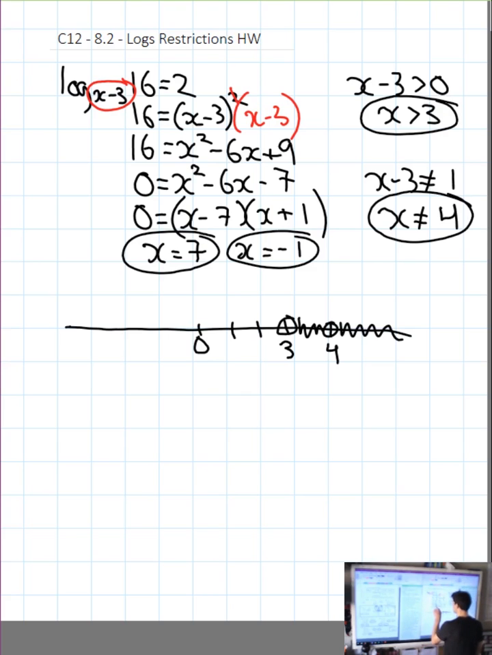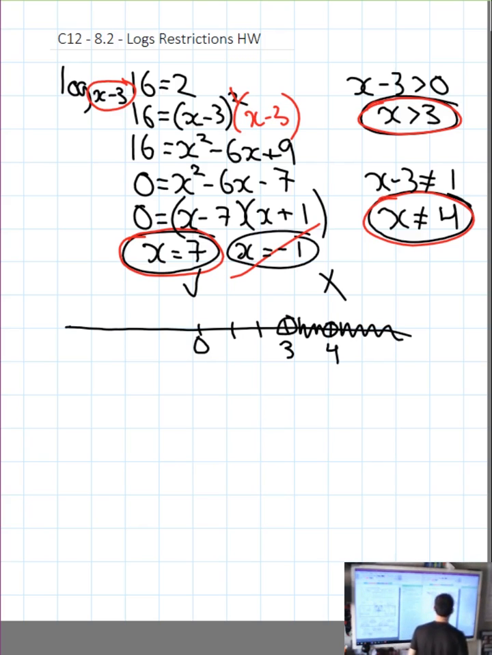So x is equal to 7 and x is equal to negative 1 are two answers. Well, 7 is within that domain, but negative 1 is not. Therefore, we reject negative 1, and the answers of this question are x is equal to 7, and x needs to be greater than 3, and can't equal 4.